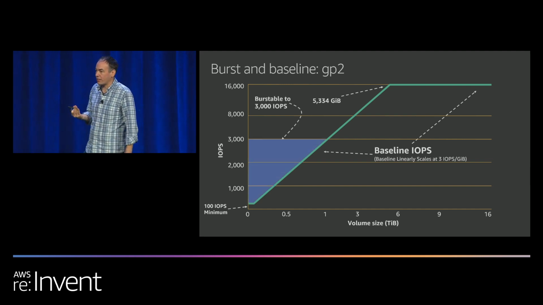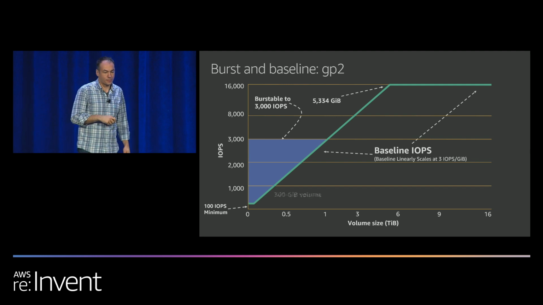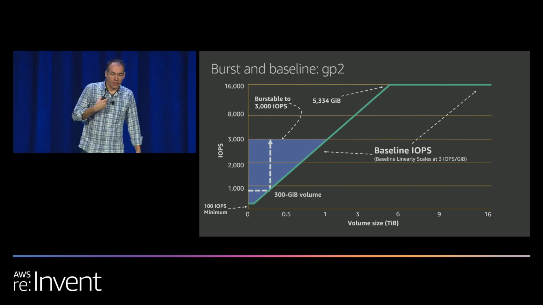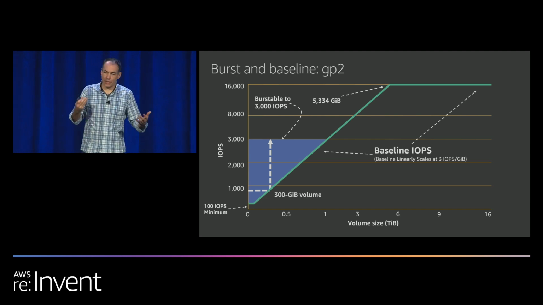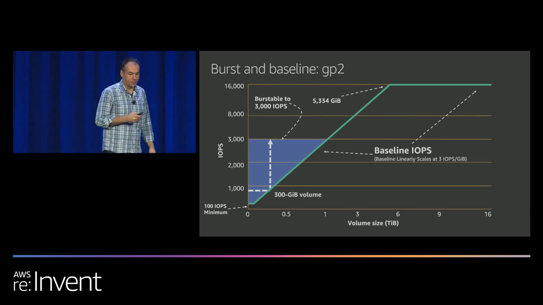For volumes up to 1,000 gigabytes, you can burst up to 3,000 IOPS. And that's the 3 IOPS per gigabyte that is depositing into that bucket. So if we take an example of a 300 gigabyte volume, you get a baseline of 900 IOPS, but you can burst to 3,000. So when you need it, sometimes you might have some peak workloads, it's there for you.